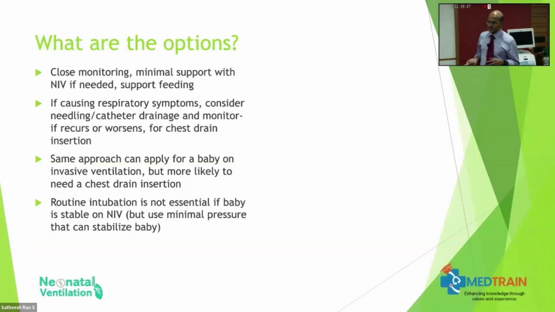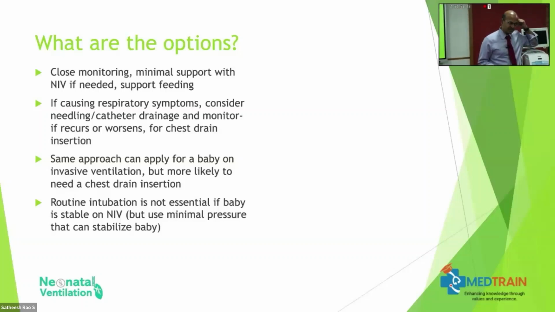So once you detect an air leak, what are the options? So we have the option to monitor closely. If it's an asymptomatic baby you incidentally found out, or a baby with monitoring, you have the transitional unit, baby has come after delivery and you incidentally find a pneumothorax. Baby has some distress but not too severe. So minimal support, you can use non-invasive ventilation in these babies if you would start it.